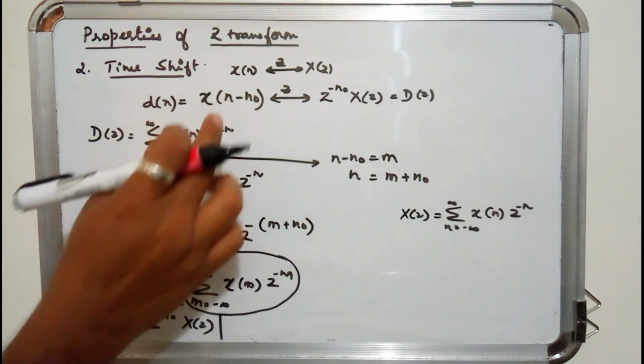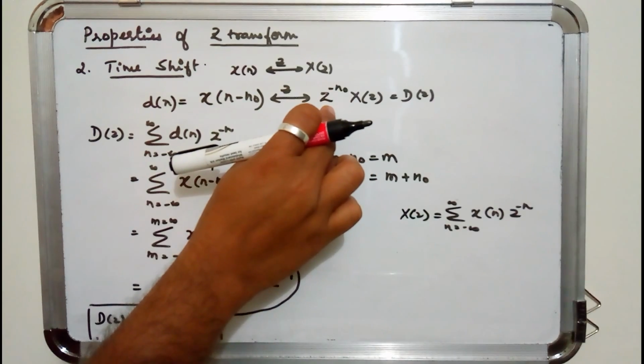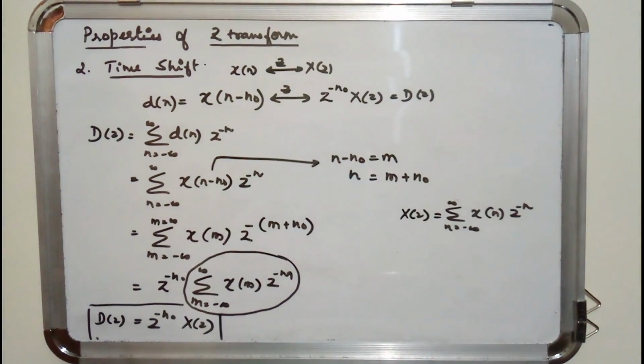That means if there is a shift in the input, there will be a complex multiplication at the output that is given by z power minus n naught. That is the shift.